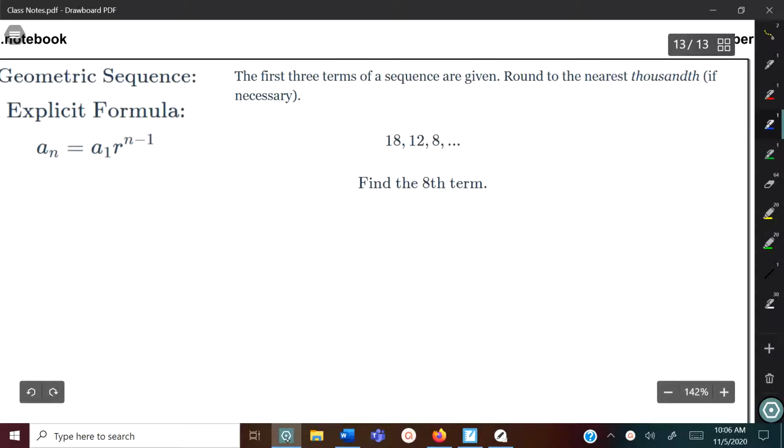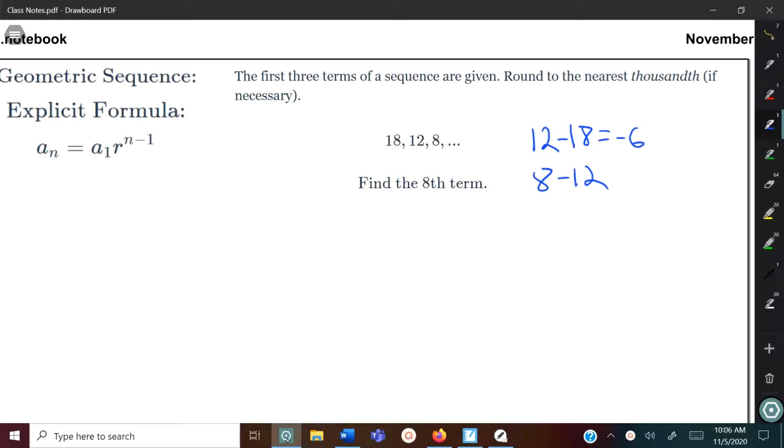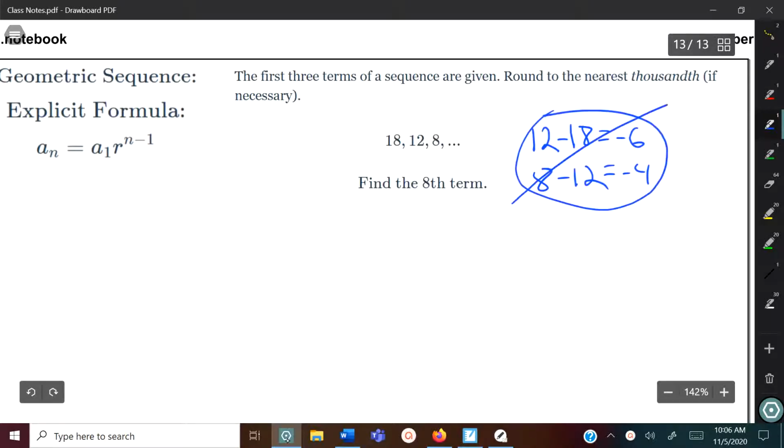So I could take this 12 and subtract it from 18, and that's going to get me negative 6. And then I could take the 8 and subtract it from 12, and that gets me negative 4. So they're not the same, so it's not going to be an arithmetic sequence. Now I can check to see if it's going to be geometric, which I probably assume that it is.